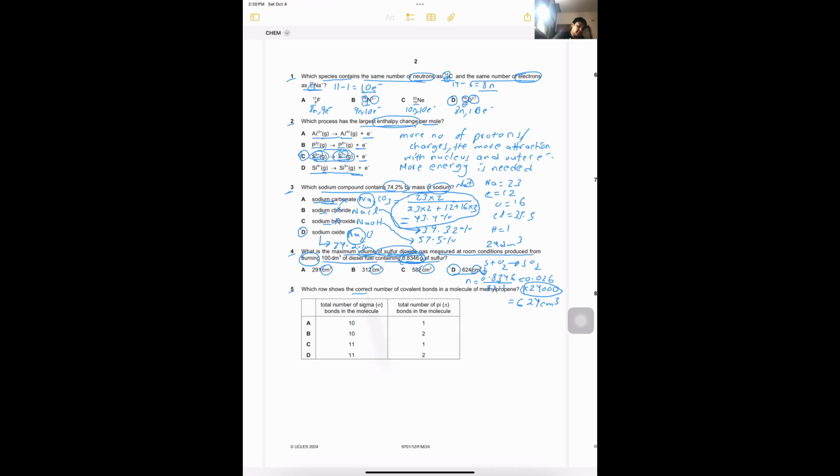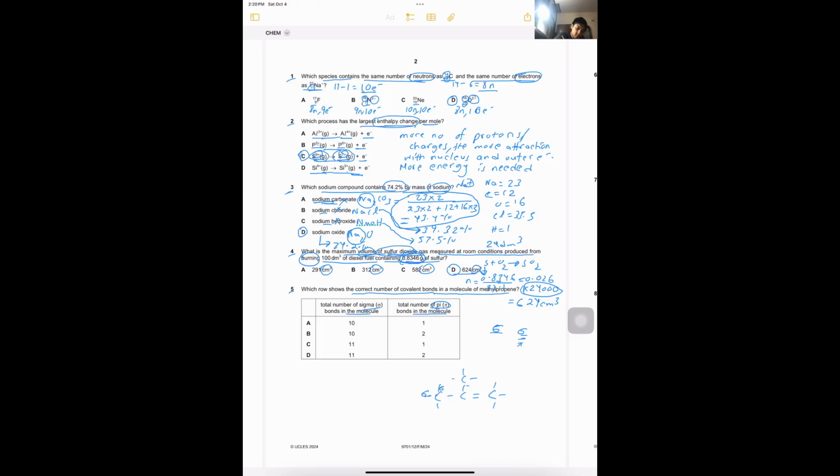Which row shows the correct number of covalent bonds in a molecule of methylpropene? So this is methylpropene. Another carbon there. The hydrogens, which are all single bonds. Okay, so the total number of sigma bonds in the molecule, and the total number of pi bonds in the molecule. So single bonds are always sigma bonds. Double bonds have one sigma bond, one pi bond.